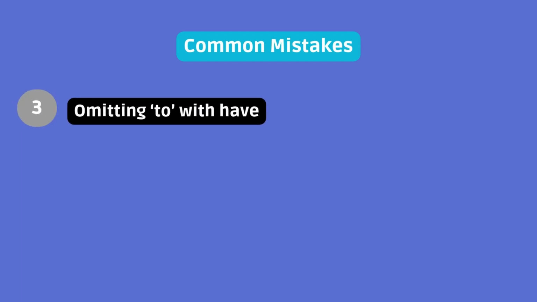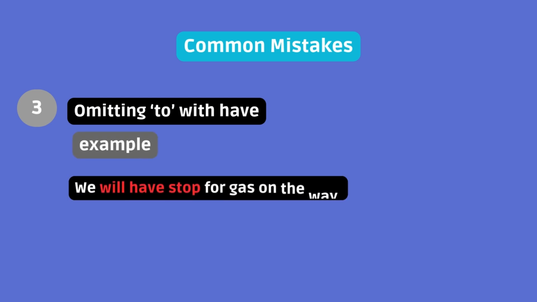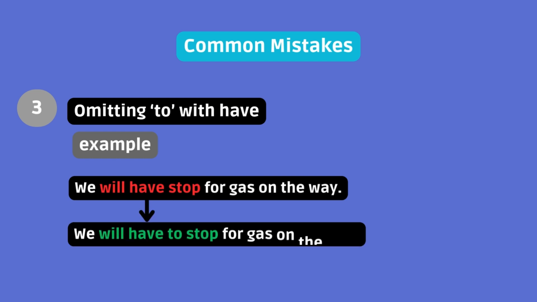Omitting to with have. Example, we will have stopped for gas on the way. Should be, we will have to stop for gas on the way. Always include the preposition to when using have to express an obligation. Otherwise, it sounds a bit clumsy.